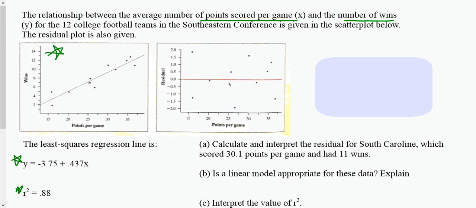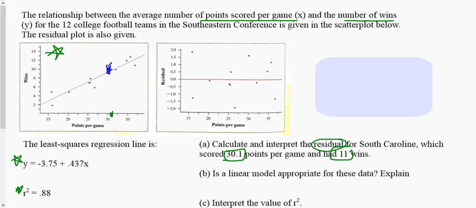Now we are to calculate and interpret the residual for South Carolina, which scored 30.1 points with 11 wins. So that would be 30.1 right here or so, up to 11 wins. And I believe that'd be right about here. This is the point we want to look for. Now, what is the residual? The residual is the difference between this point here and the predicted, the line itself. So this distance from that point to the line is called the error, or the residual.